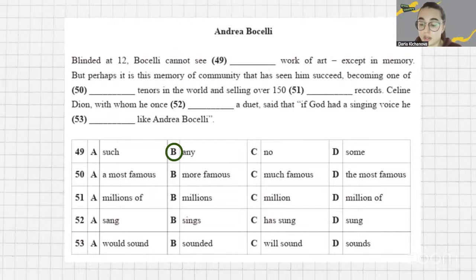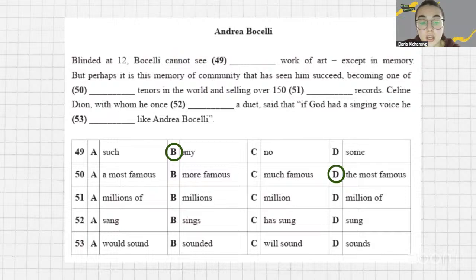So now we are going to the next task, and we have becoming one of a most famous, more famous, much famous, and the most famous. So there we are talking about the superlative form of the adjective. So how should we make our superlative form of the adjective? I think you know that it is the most plus the adjective in its first form, without any other endings.